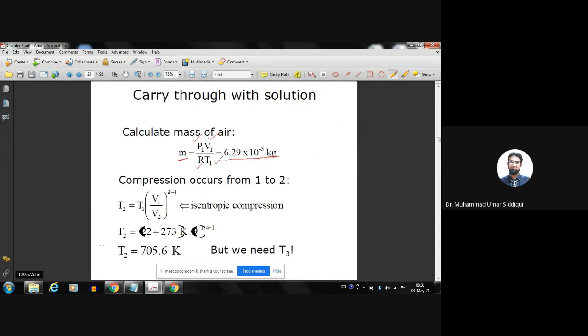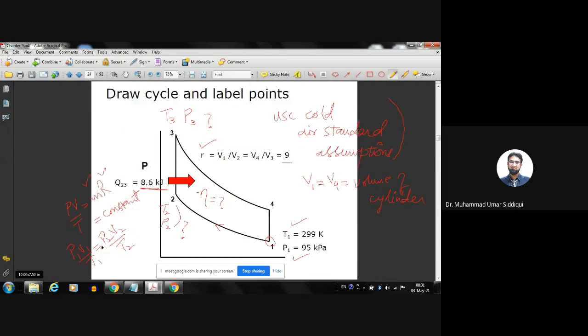Okay, so first thing, let's start from state point 1 to 2. When we move from 1 to 2, we know this is an isentropic compression process. Since it is an isentropic compression process, we cannot use table A17 because that is for the cold air standard condition. So now we have to use the equations which were developed for the isentropic cases in chapter number 7.